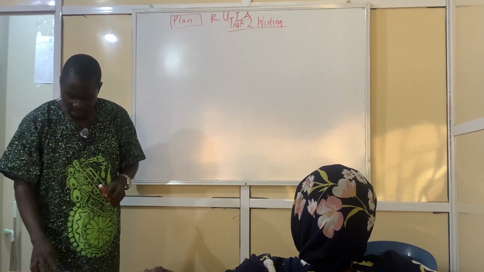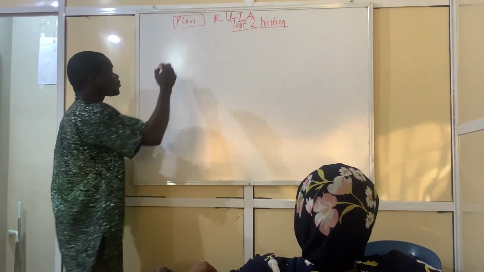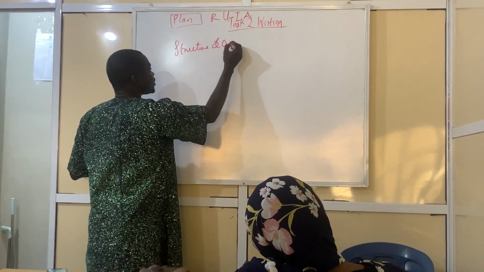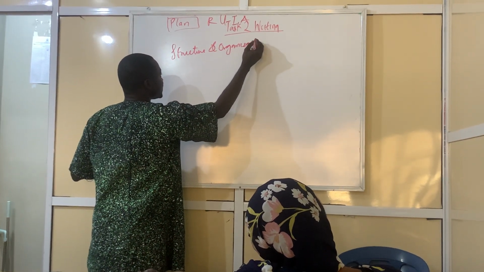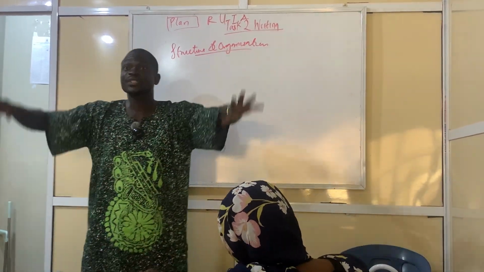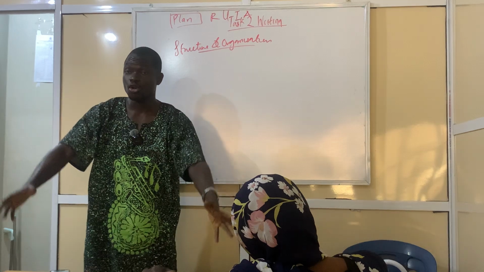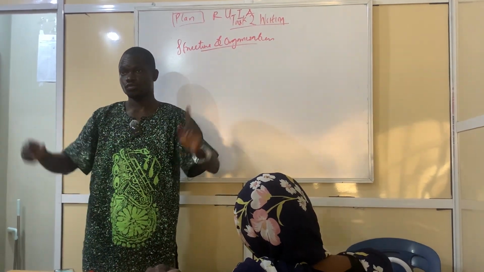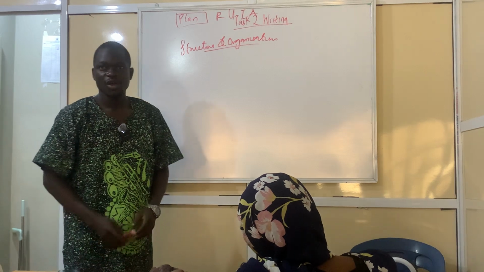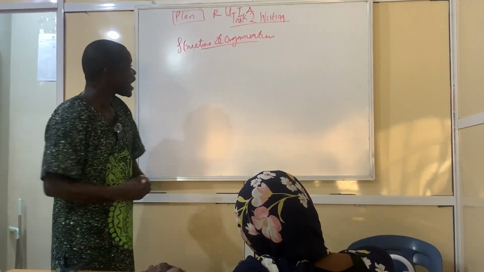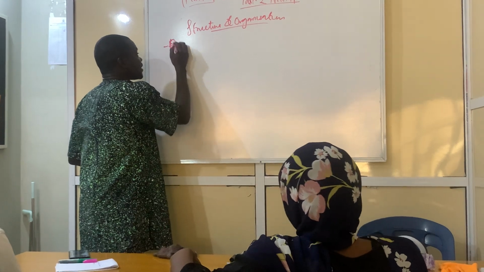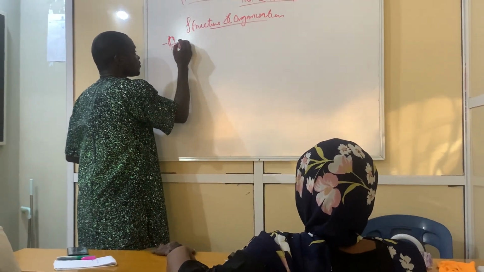So then let me talk about structure and organization. Structure and organization. I cannot overemphasize this, guys. Now, the first thing that the examiner sees about your essay is the structure. Under this, let me start with handwriting. Handwriting.